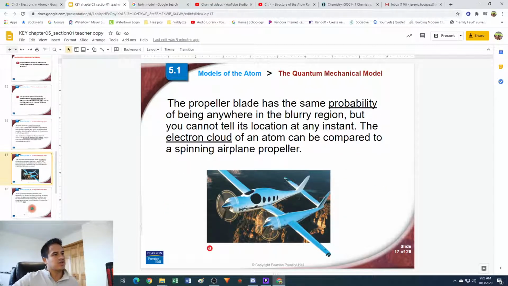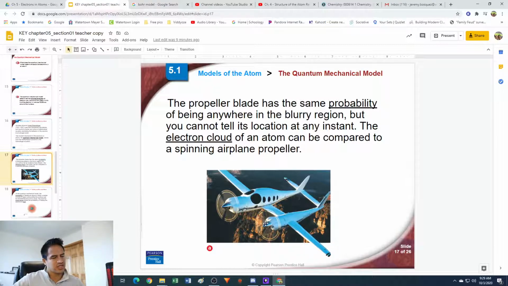So before we do that, I want you to take a look at this picture of this airplane, right, with these propellers that are spinning. And I want to propose a question. The question I have is, if you look at this picture, could you tell me exactly where these propeller blades are currently right now in this picture?